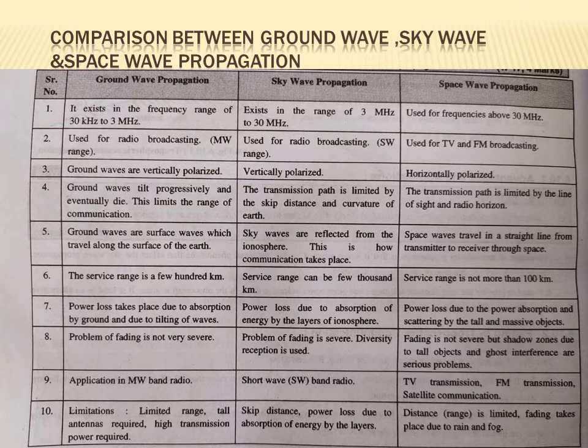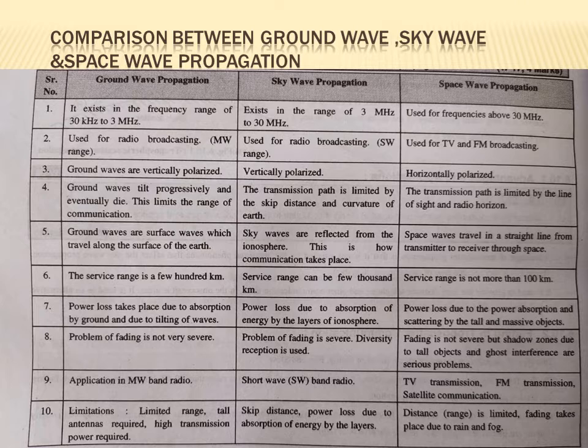Next, the limitations. For ground wave propagation, the range is limited and tall antennas are required, and high transmission power is required. For sky wave propagation, there is the skip distance and power loss due to absorption of energy by the layer. For space wave, distance is limited, and fading takes place due to rain and fog.